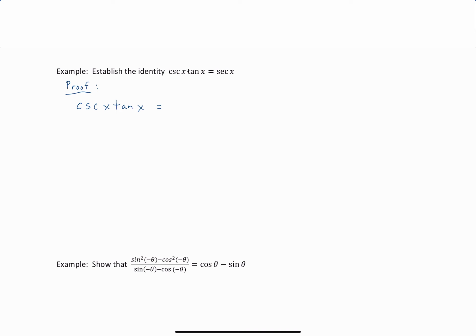I first ask myself, is there any algebra I can do to simplify this? But no, there's not. So then the second thing I ask myself is, are there trig identities I can use on this? And yeah, there are. Cosecant is 1 over the sine, and tangent is sine over cosine.